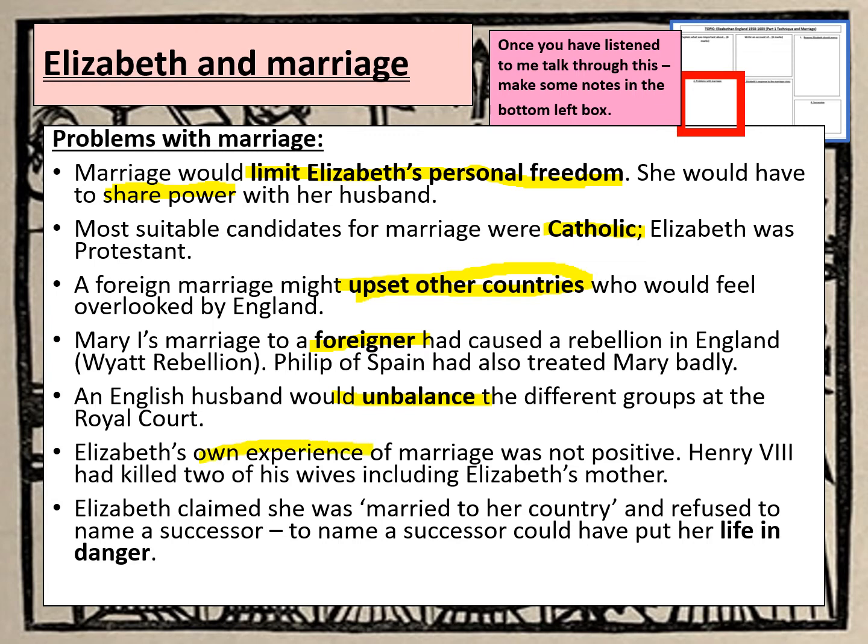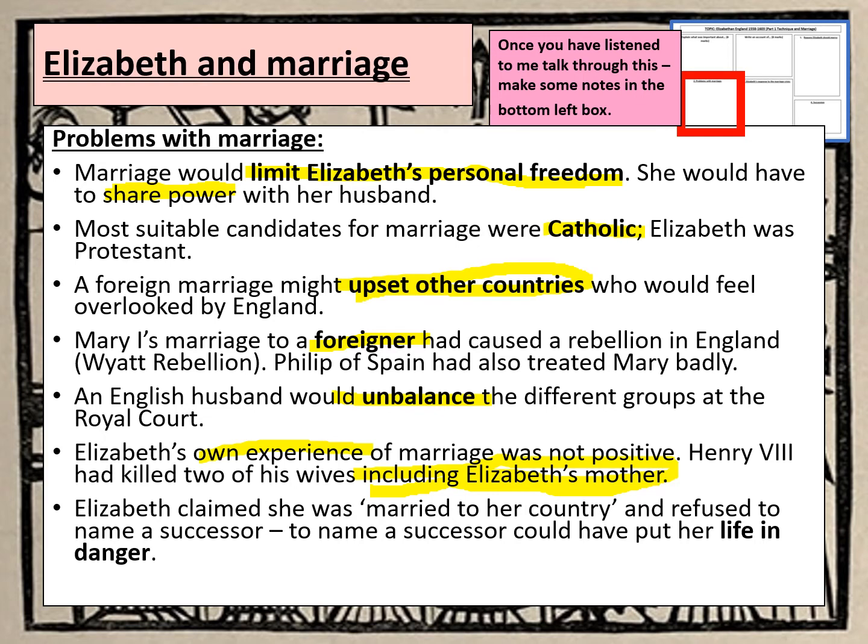Elizabeth's own experience of marriage was not positive. Henry VIII, her father, had killed 2 of his wives, including Elizabeth's mother. So she had not seen many examples of successful marriages. And of course, her beloved stepmother, Catherine Parr, had died after having a child. So her view of marriage was marred by some of those things.